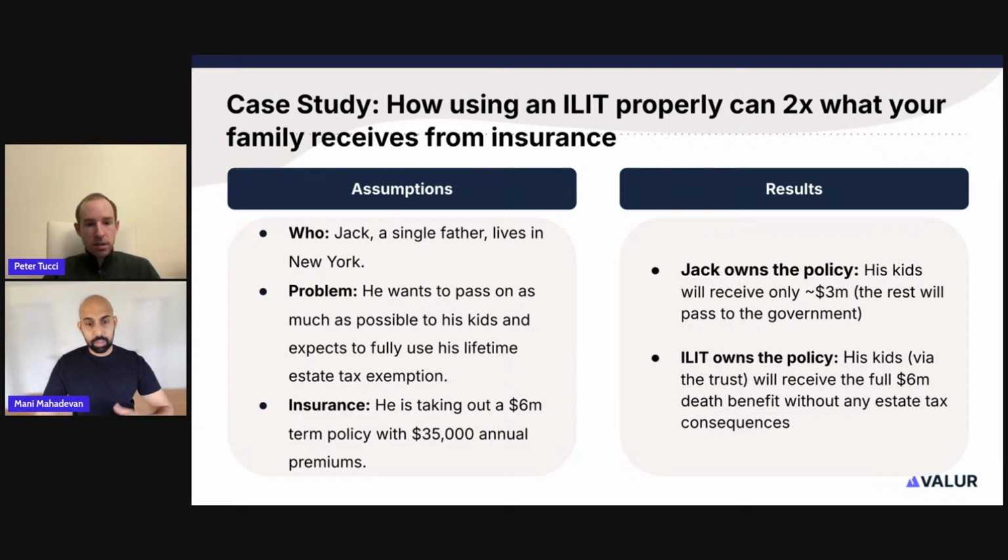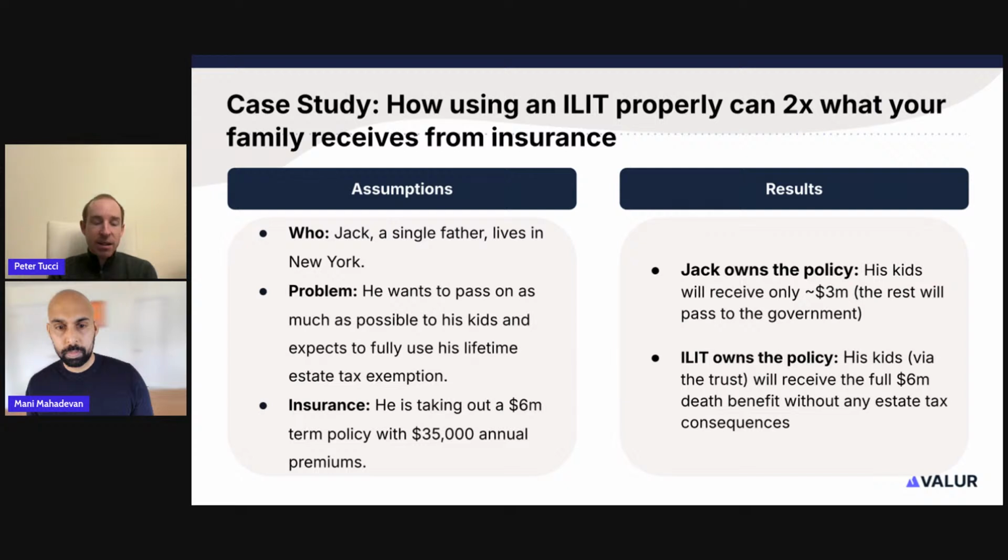And maybe Peter wants to walk through what happens in the scenario where Jack owns it versus the ILIT owns the policy. Yeah. So New York has its own estate tax, and so the effective New York and federal estate tax rate is almost 50%, 49.6%. What happens in this example is if Jack owns the policy personally, he's going to be over the exemption amount. So half of that $6 million death benefit is going to go to the government, and half is going to go to his kids, which is obviously not ideal.